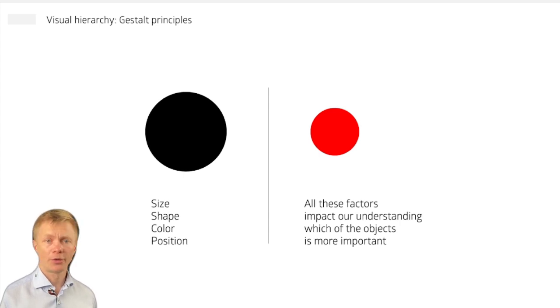And here we do not understand which one is more important, because one is bigger, but the other one has the color which attracts more attention. So actually here, intentionally, the picture is made in a way that it is impossible to clearly define which of the circles is more important. So pay attention to all the factors.